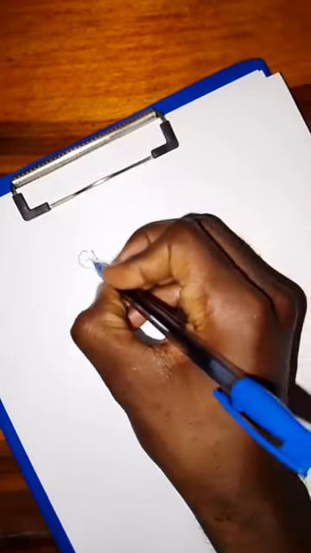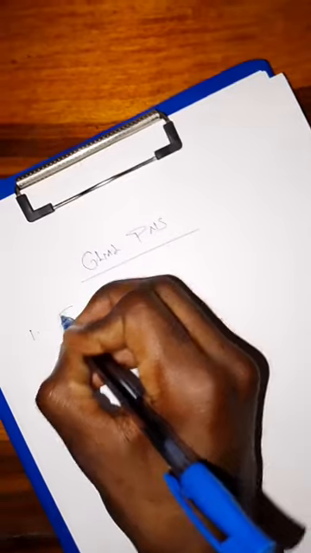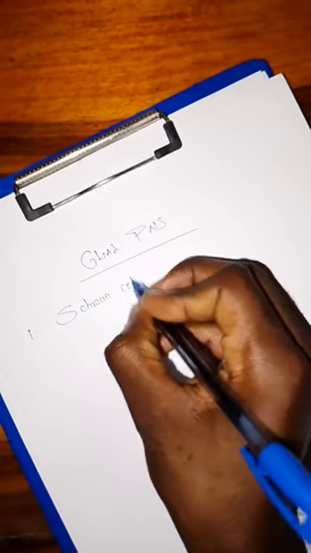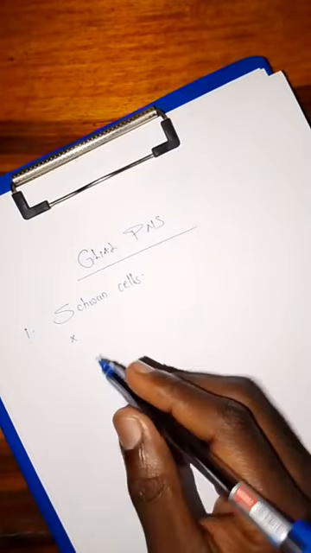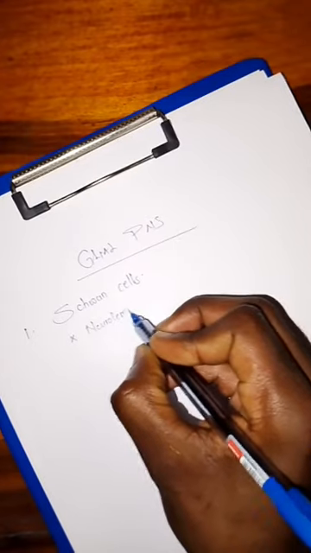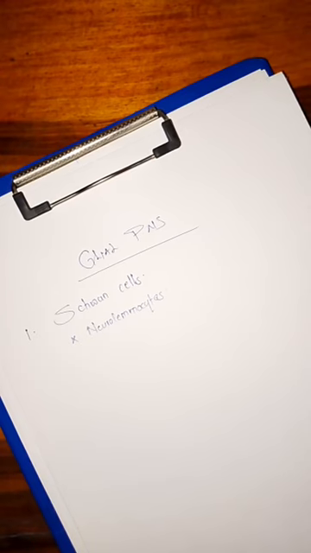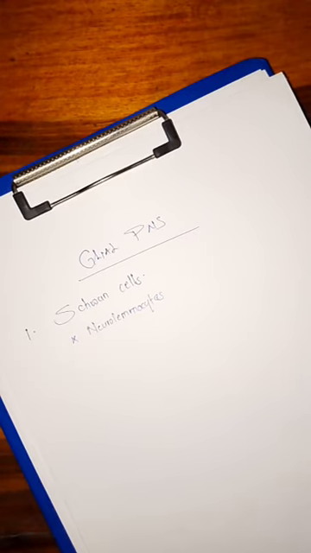So the glial cells that are found in the peripheral nervous system, the first one we have are cells known as the Schwann cells. These Schwann cells are also known as neurolemocytes. So where you see neurolemocyte, either in a question, just know that they are talking about the Schwann cells, and they are found in the peripheral nervous system.